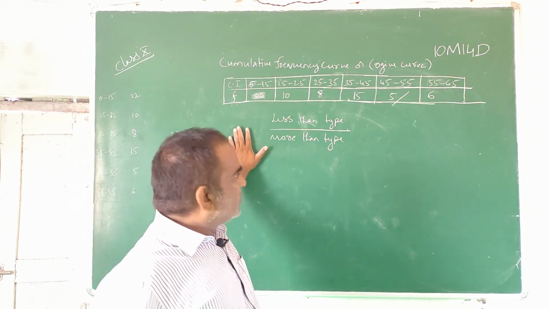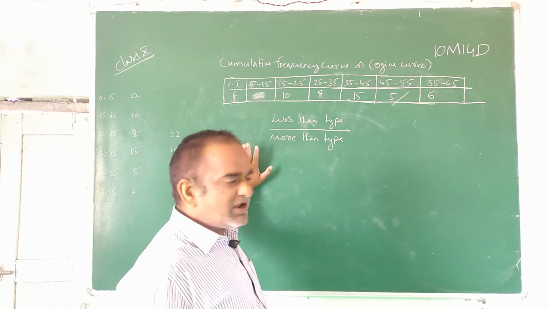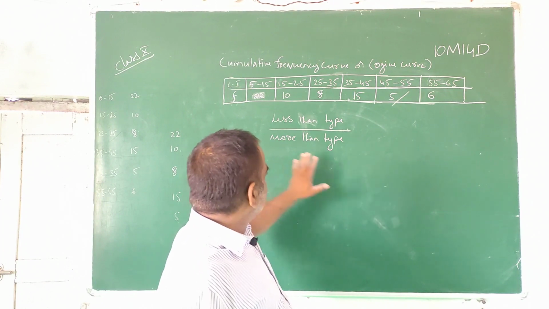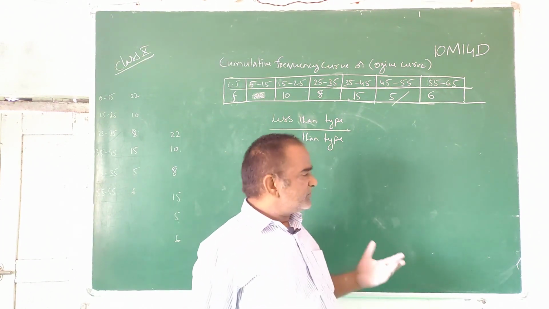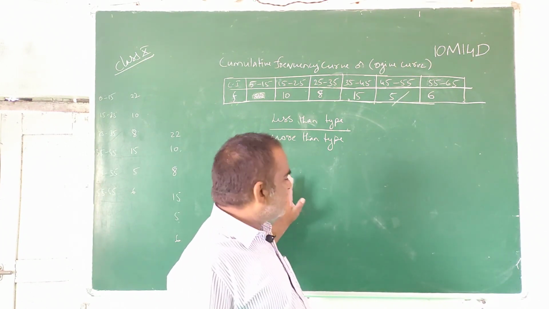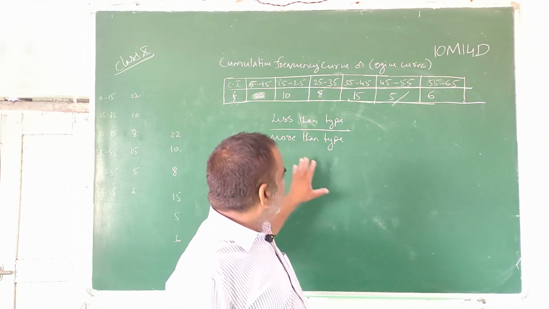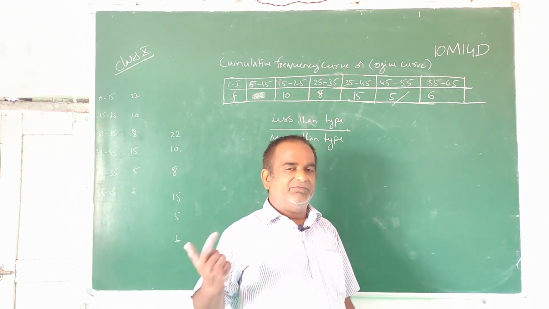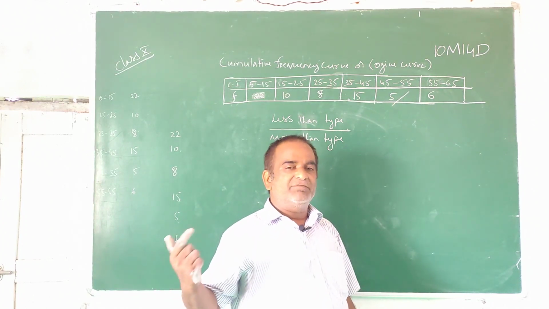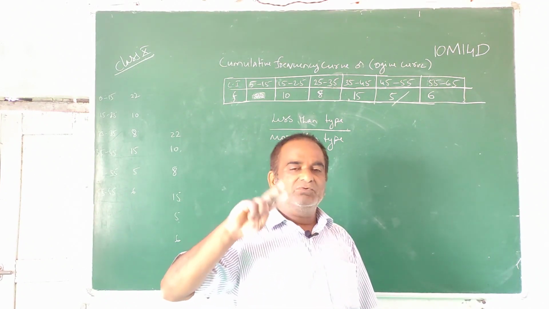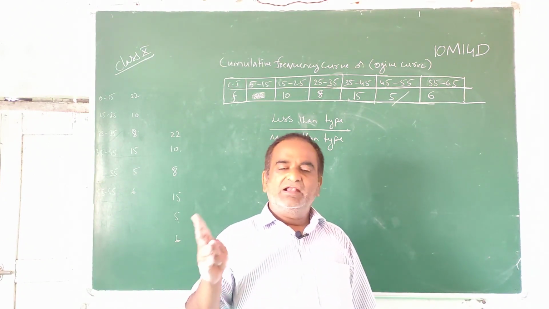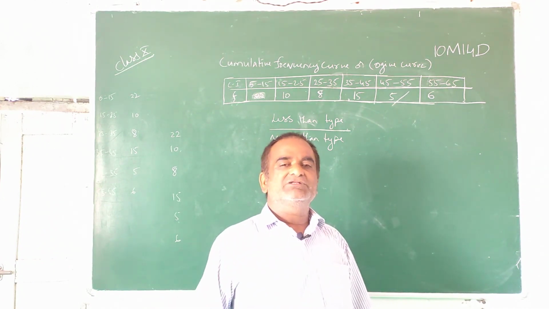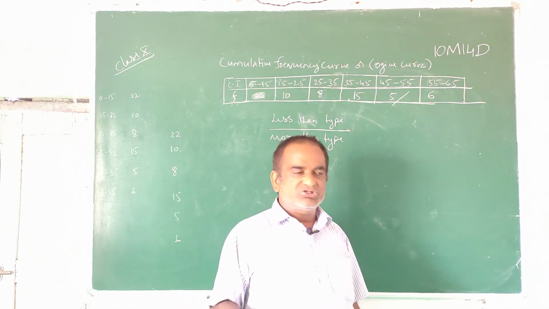Now, in order to draw the less than cumulative frequency curve or less than ogive, you have to prepare the less than type cumulative frequency distribution and then draw the graph for it. In order to draw the more than type curve or more than ogive, you first prepare the more than type cumulative frequency distribution and then draw the graph for it. So there are two types of ogives, less than ogive and more than ogive. Less than cumulative frequency distribution is used to draw the less than ogive, and more than cumulative frequency distribution is used to draw the more than ogive. Understood?